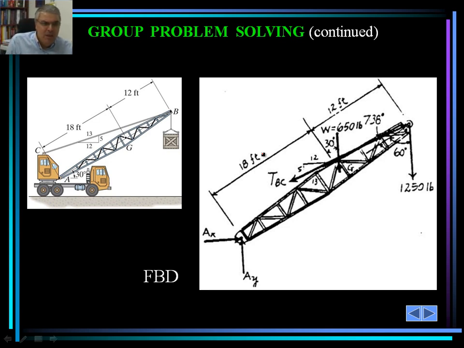At other places, of course, we have the 1,250 pounds of the weight that we try to support. If we continue this force down here, we would get the tension in cable BC, identified here as T sub BC. Also, the weight of the crane must be applied at the center of gravity. So we apply that 650 pounds at point G.